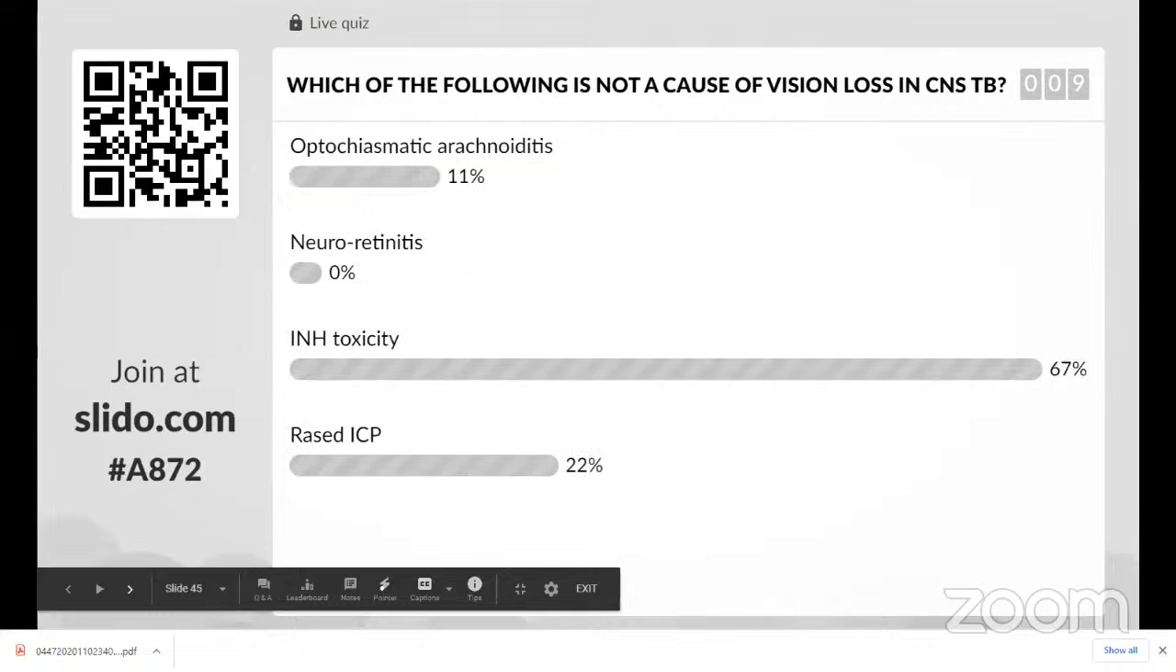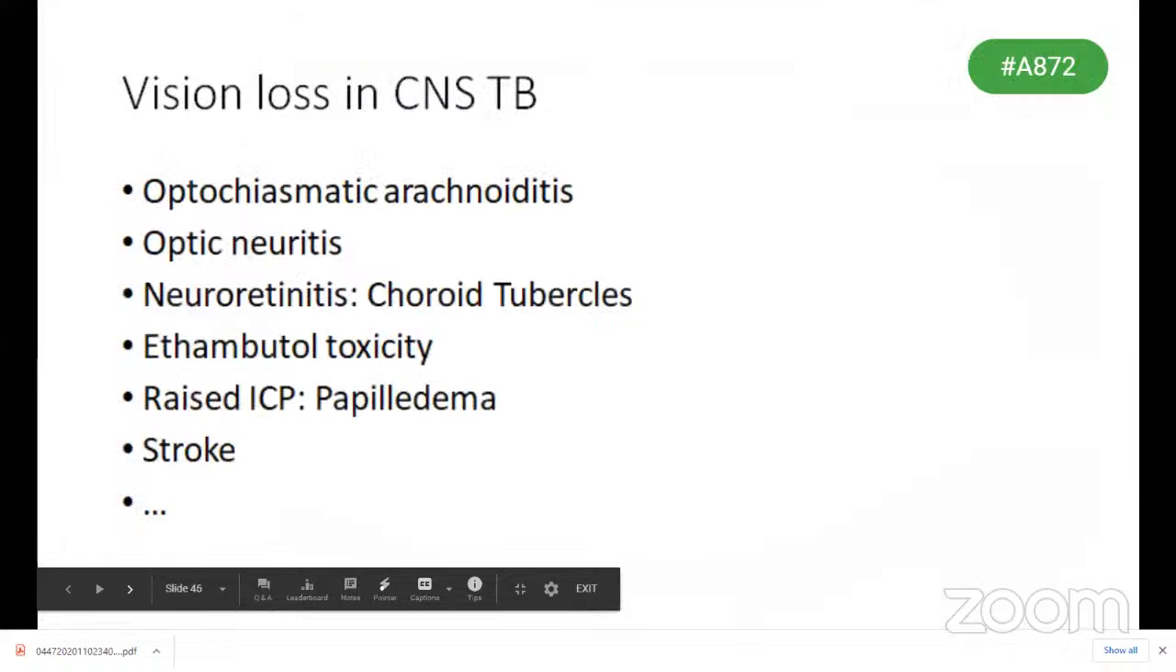The correct answer indeed is INH toxicity. We know that vision loss is very common in CNS tuberculosis and the causes can be multiple. It can be optochiasmatic, it can be optic neuritis, there can be neuroretinitis, choroid tuberculosis, ethambutol toxicity, raised ICP leading to papilledema, leading to secondary optic atrophy, and even vascular strokes involving anywhere in the optic pathways can lead to vision loss. But INH is not a cause for vision loss.